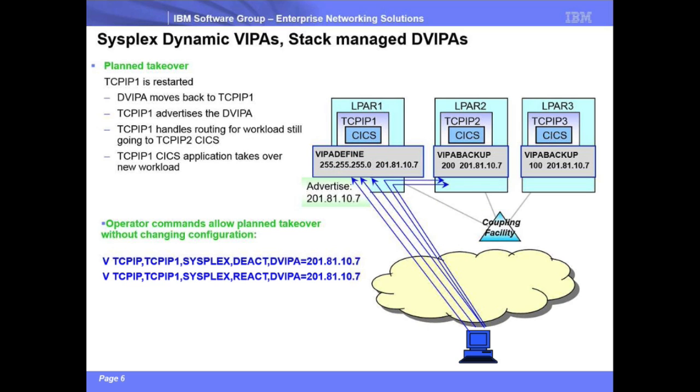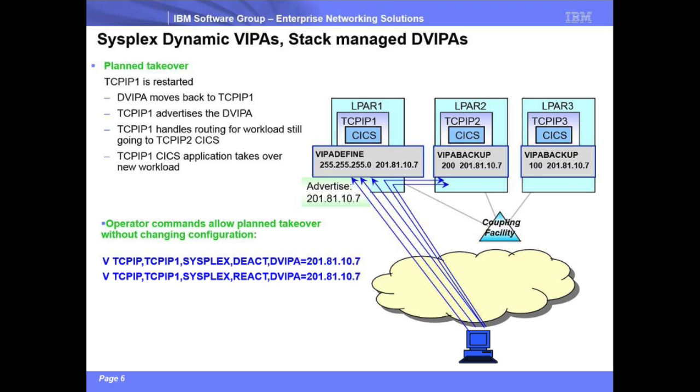Moving to page 6, this covers the planned takeover scenario. This is the same example, except in this case TCP/IP1 is restarted. Because it has a VIPA define statement, it'll automatically take over ownership of the DVIPA as it becomes active from TCP/IP2. As it takes over the DVIPA, it also handles routing for the existing connections that were established from the client to the application on TCP/IP2.